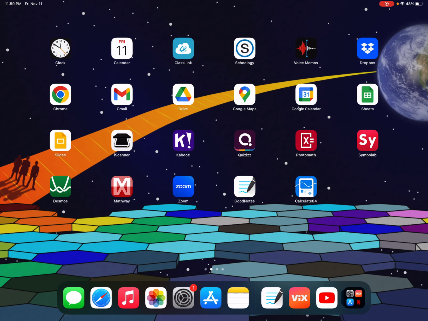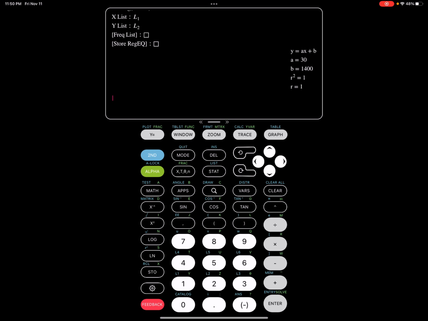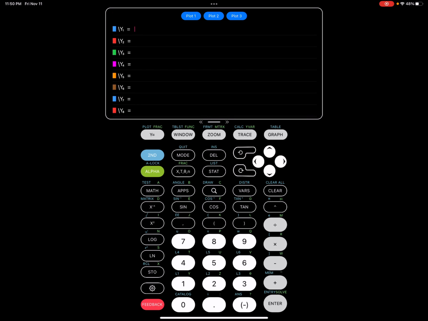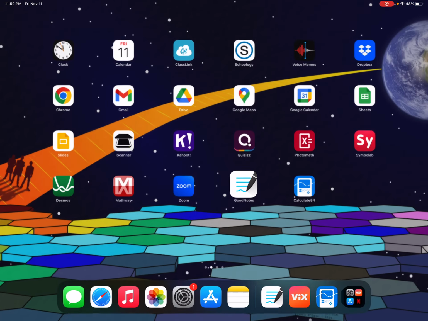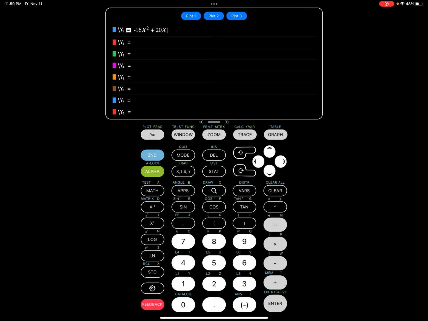So here's what I'm going to do. I'm going to go to my TI-84. Let's clear this. I'm going to go to y equals, and I'm going to type in my equation. Negative 16x squared. Is that the right x? I guess it's fine. Okay, negative 16x squared plus 20x plus 24. So I graph.